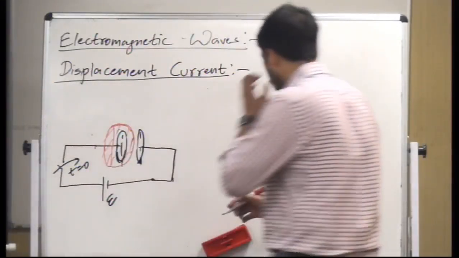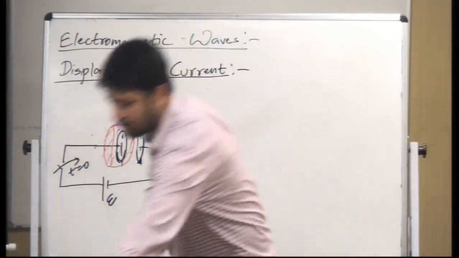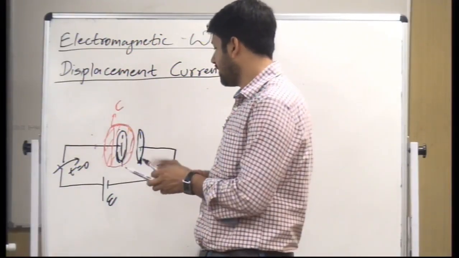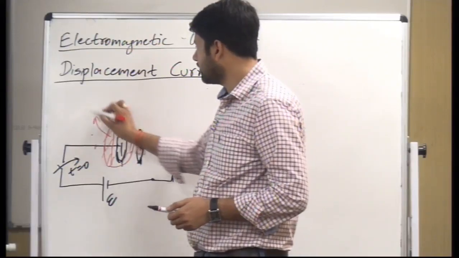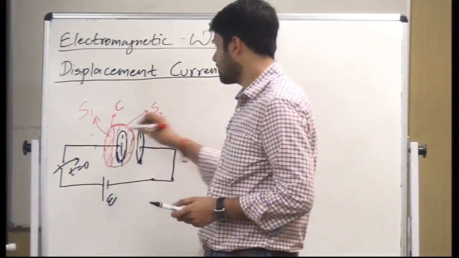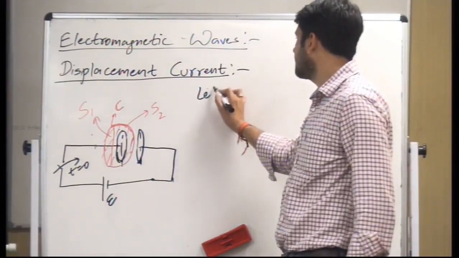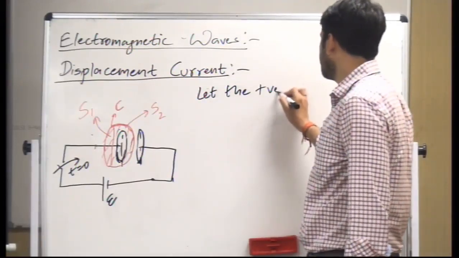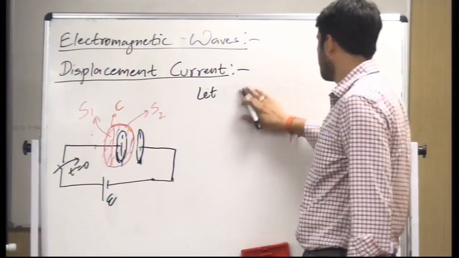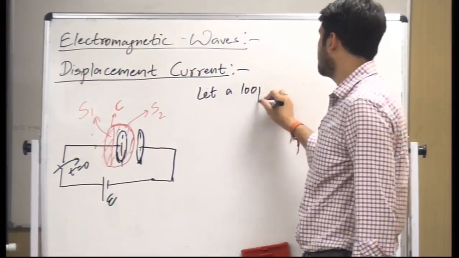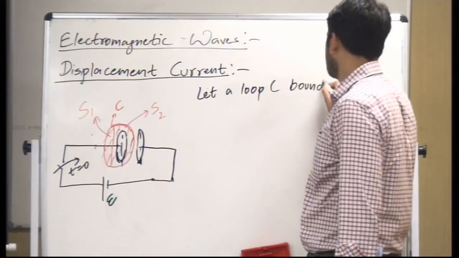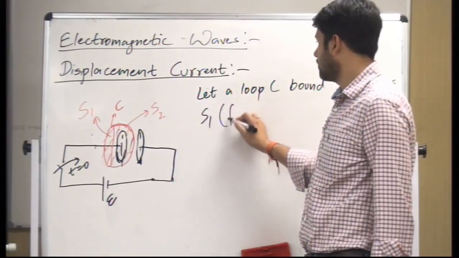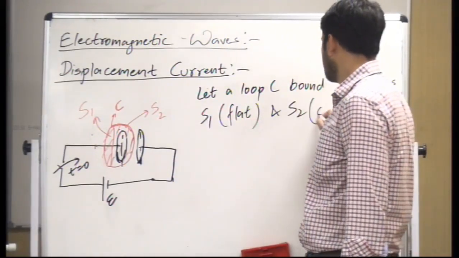Let's start. So now what he said, I'll draw. This is the loop C. Let's say we have two surfaces. The flat surface is S1, the other surface, the curved surface, is S2. Let a loop C bound two surfaces, S1 flat and S2 curved.